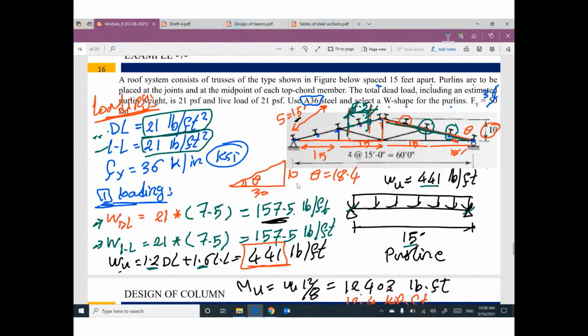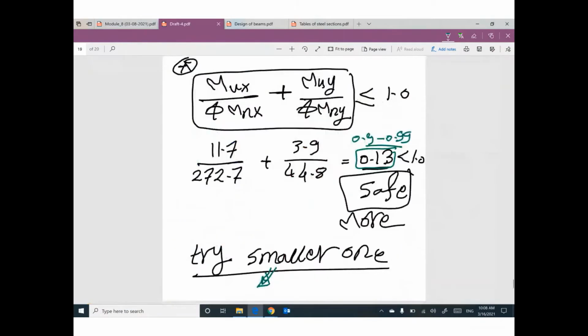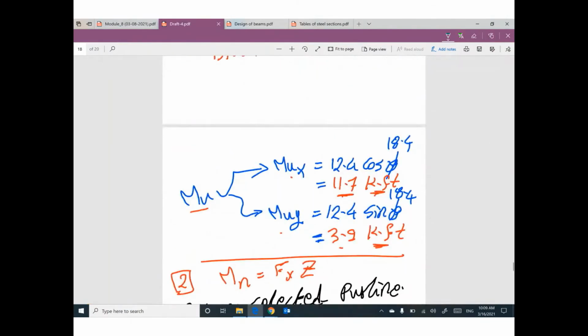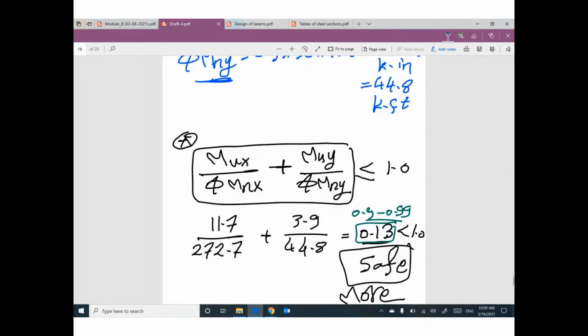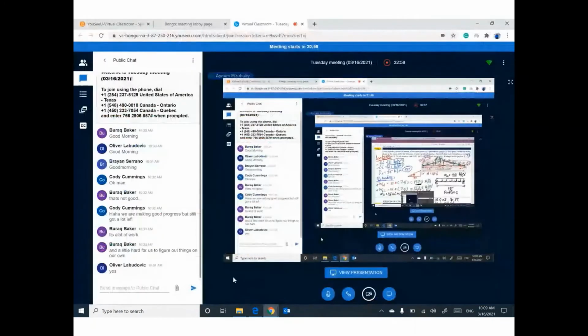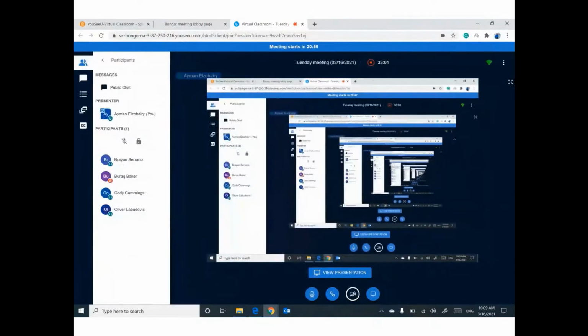But keep in your mind, if your purlin or beam or anything is supported by an inclined or sloped member, that means the bending moment, M ultimate, must be broken into two components, M ultimate X and M ultimate Y. And that means we have to use this interaction equation to make sure that the interaction components are smaller than or equal to 1. Any question?